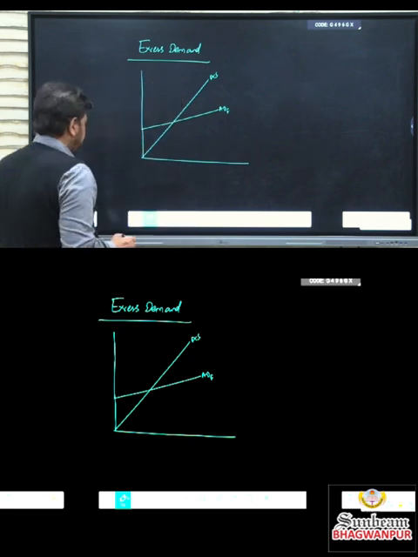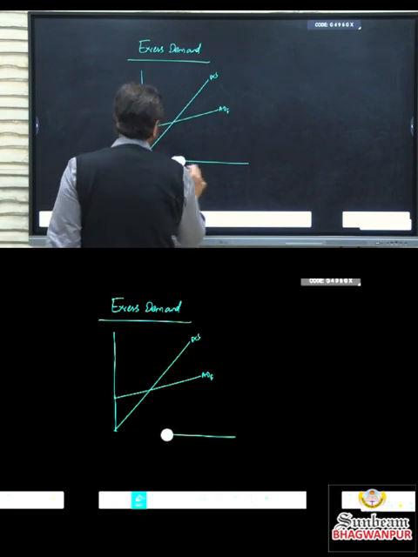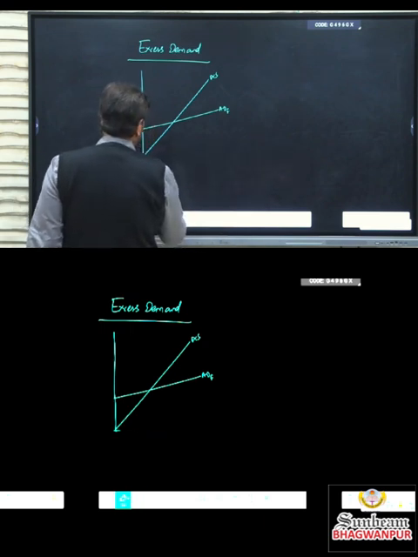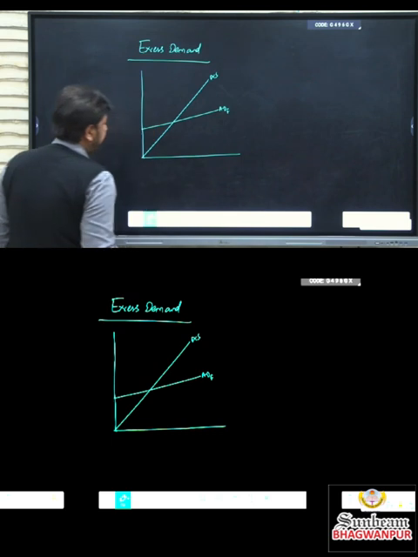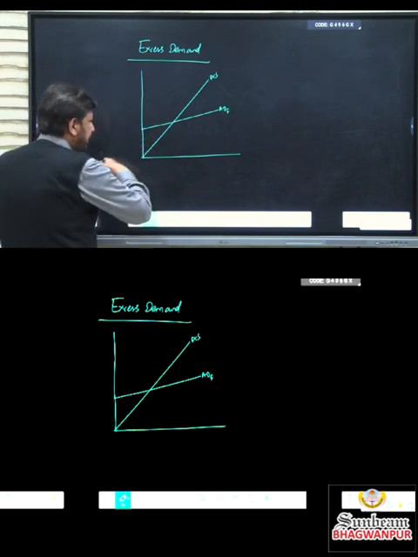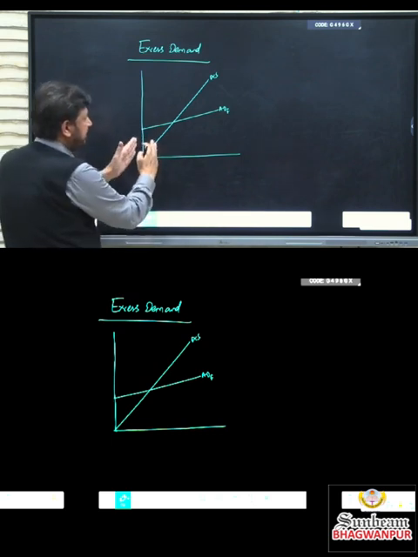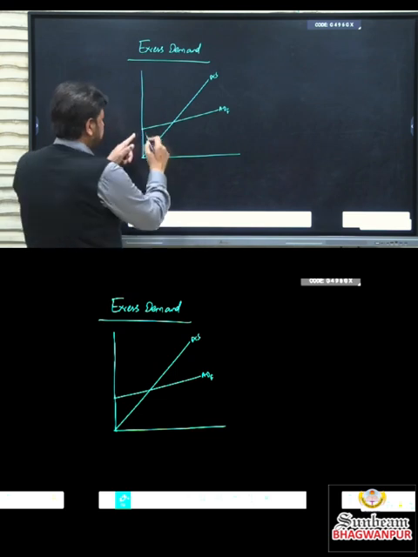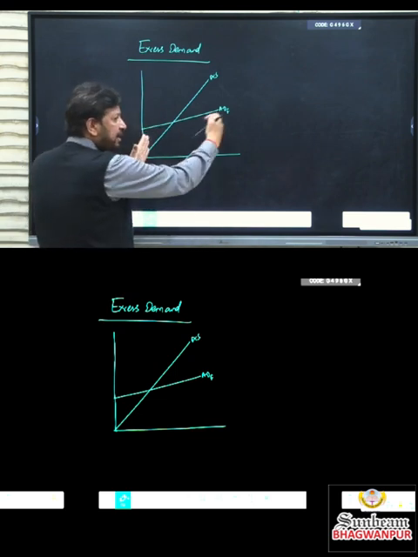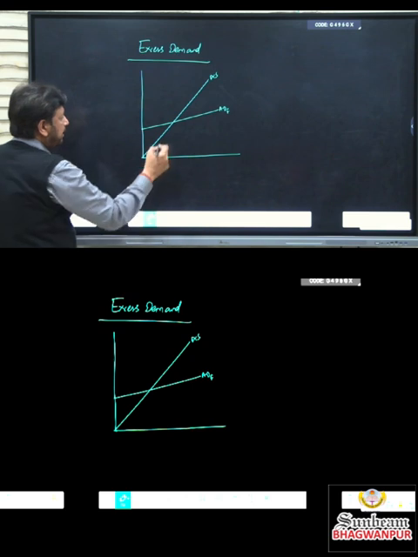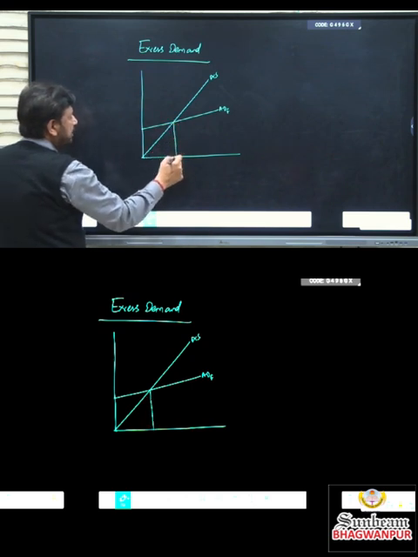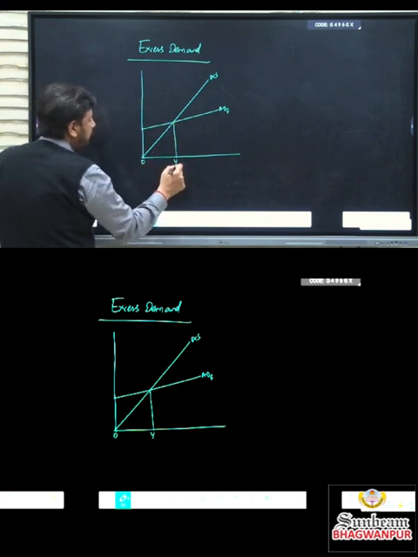So if an economy wants to achieve equilibrium at the full employment level, this is the desired AD. इतना aggregate demand होना चाहिए. अगर economy चाहता है कि उसको equilibrium कहाँ पे achieve हो? Full employment पे. This is the full employment level of income.